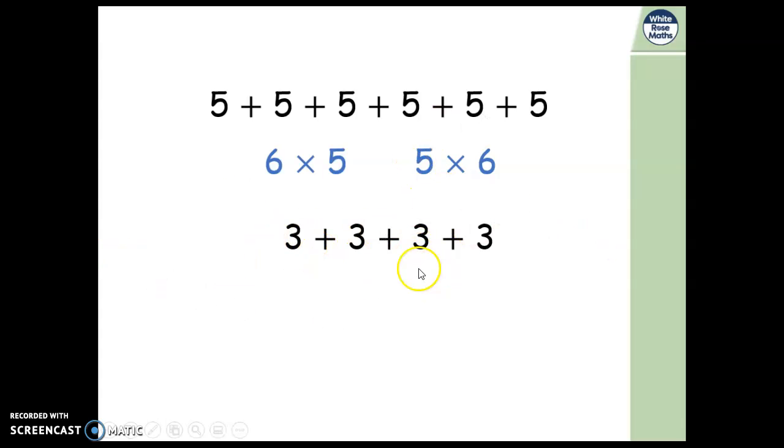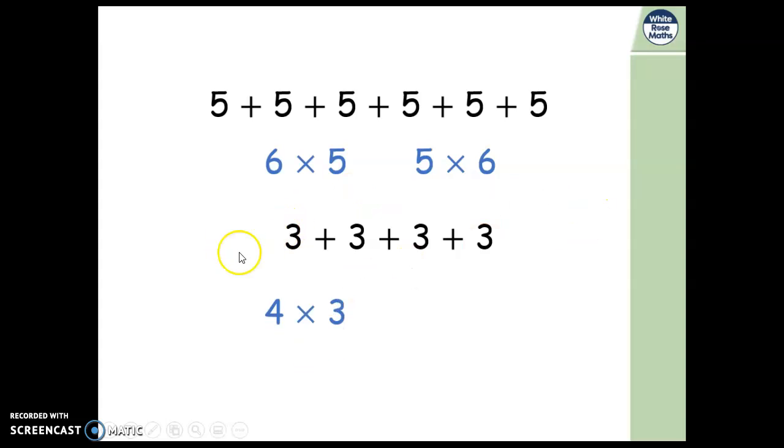Next question we're looking at, 3 plus 3 plus 3 plus 3. Remember, these are all groups. So that's 1 group of 3, 2 groups of 3, 3 groups of 3, 4 groups of 3. So 4 groups of 3 means that we would have 4 times 3.